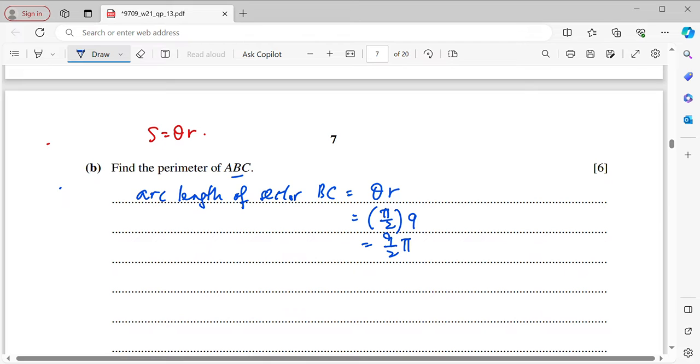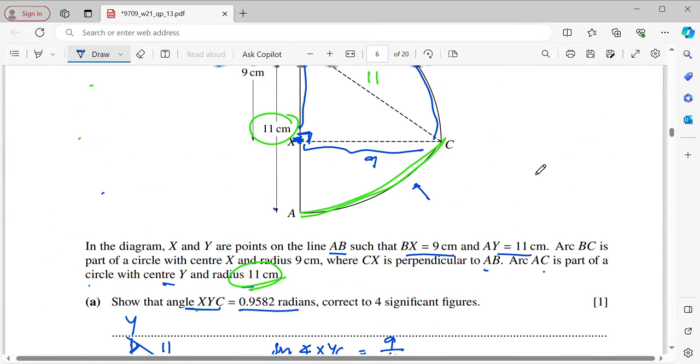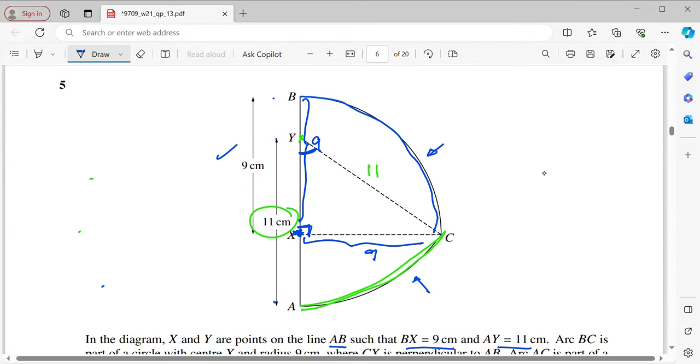That is my BC. So then when you refer to the AC, AC is the sector. Okay, it's the arc length of the sector AYC. Just now we need the angle. We have found this angle XYC. That means it's the angle XYC times with the 11. Okay, that is our theta R for the arc length of AC.